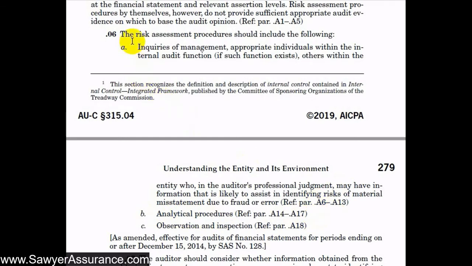So we see here that the risk assessment procedures should include analytical procedures. And we'll get some more detailed information down in the explanatory materials section A14 through A17. So let's go down there.